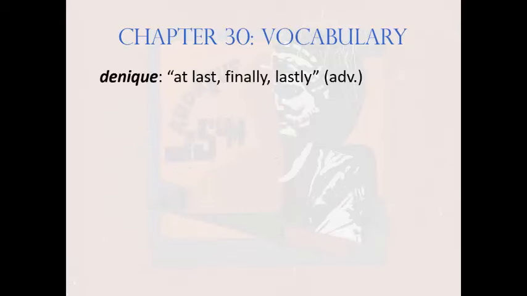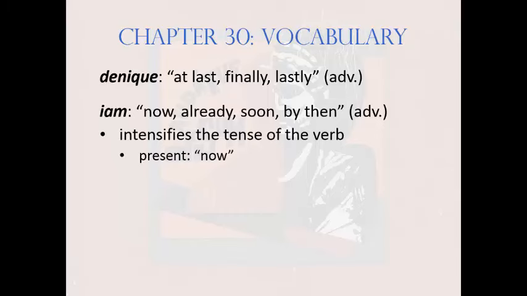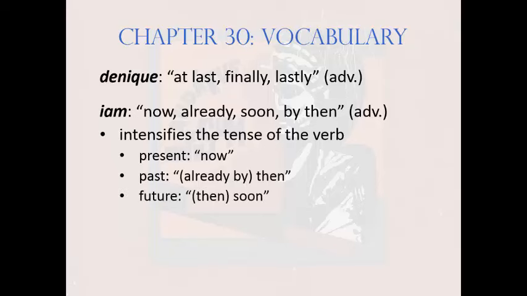The next word, denique, is an adverb, meaning at last, finally, or lastly, followed by another adverb, iam, meaning now, already, soon, or by then. Basically what iam does is intensify the tense of whatever verb form it's attached to. If it's attached to a present tense verb form, it means now. A past tense form, then, or already by then. And a future tense form, soon, or then soon.